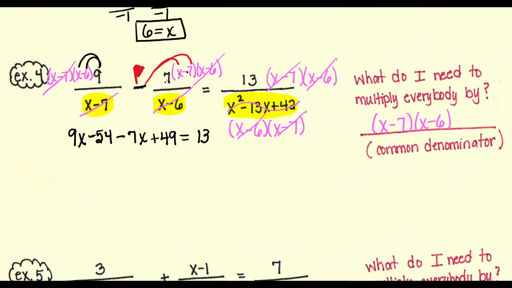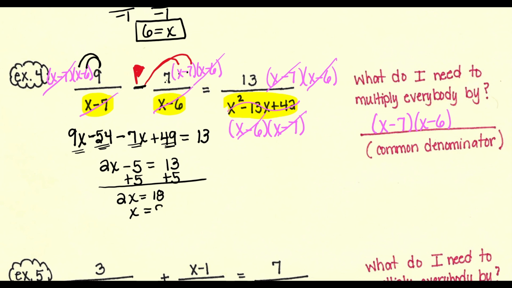Then I will solve my equation. Get your like terms together. 9x take away 7x is 2x. Negative 54 and positive 49 is going to give me negative 5 is equal to 13. Add your 5 to both sides. So 2x is equal to 18. Divide by 2 and x is equal to 9.